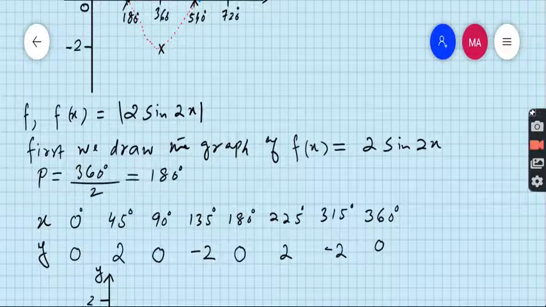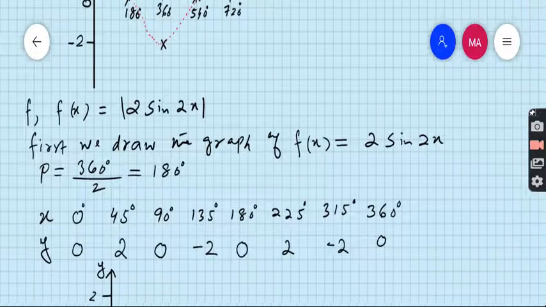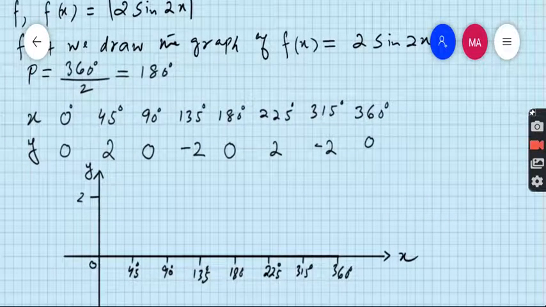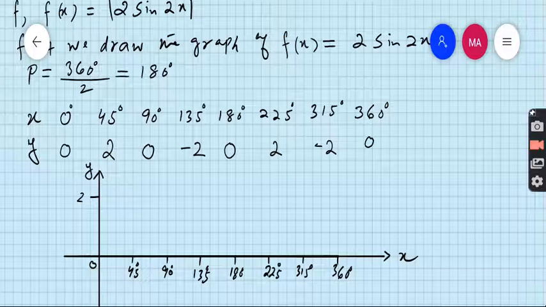f(x) equals the absolute value of 2 sine 2x. So first we draw the graph of f(x) equals 2 sine 2x. Write down the period. 360 degrees upon 2 is equal to 180 degrees. And because we need values of whole numbers in order to draw a smooth graph, we have to take 45 degrees interval. Use your calculator, write down 2 sine 2 into 0. You will get 0. 45 gives 2, 90 gives 0, 135 gives minus 2, 180 gives 0, 225 gives 2, 315 gives minus 2, 360 is 0.